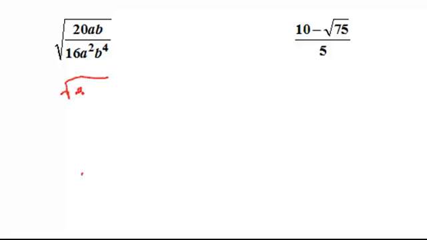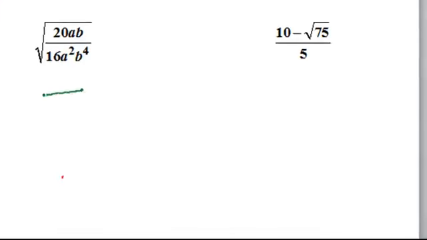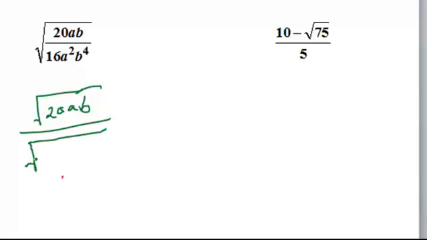separate. So we want the square root of 20ab over the square root of 16a squared b to the 4th power. And now we simplify our radicals and then simplify our fraction. Well, the denominator is easy, right? They're all perfect squares. So we get 4.